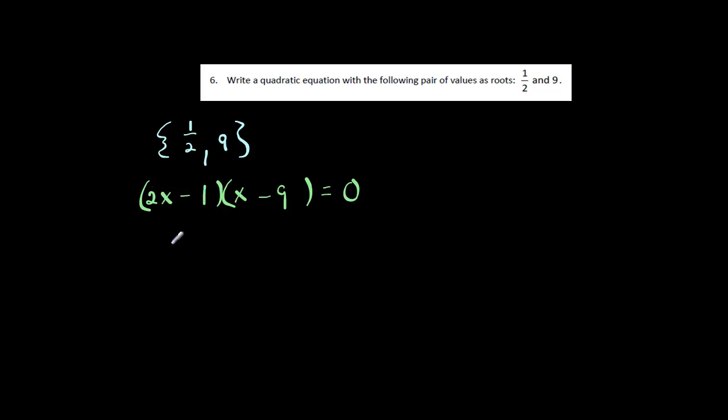Now we have to FOIL this out. So 2x times x is 2x squared. 2x times negative 9 is negative 18x. Negative 1 times x is negative x. Negative 1 times negative 9 is positive 9. So let's add the like terms.